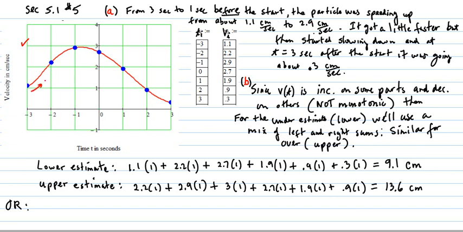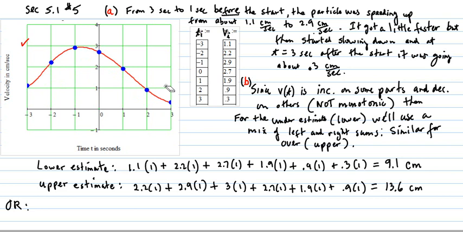It was speeding up, speeding up, until right around 1 second before the start of the race. Then it started slowing down, still moving forward. Slowing down, slowing down, still moving forward though. So that was the motion of the particle.